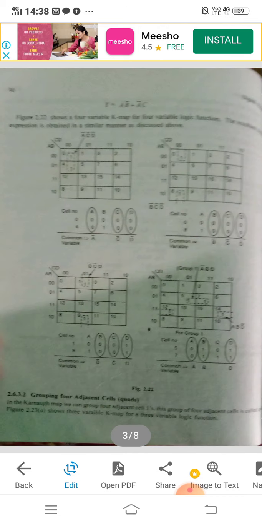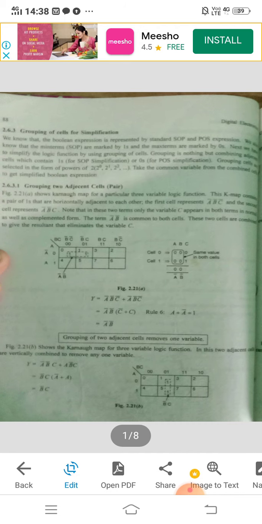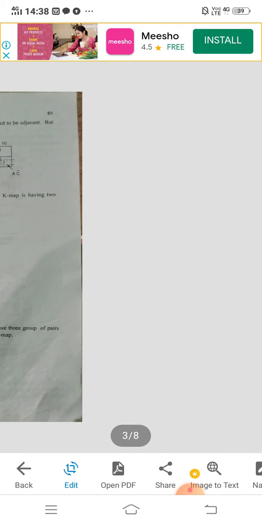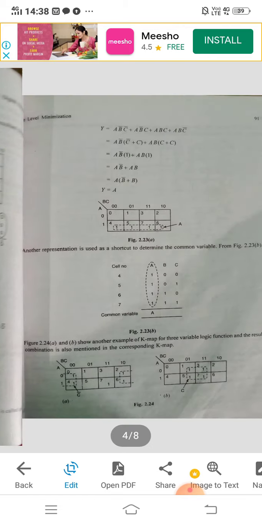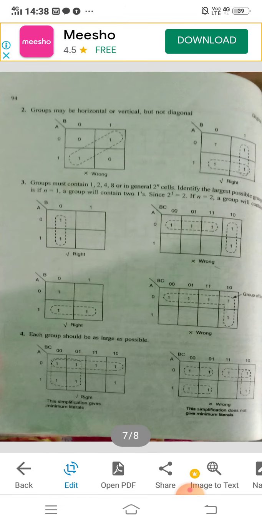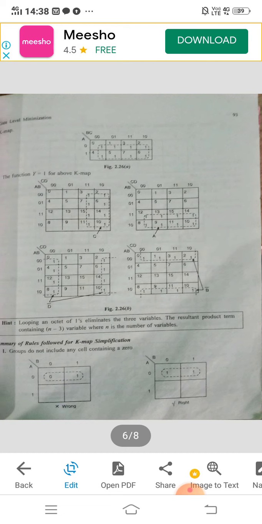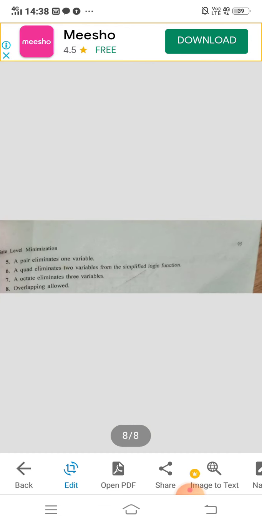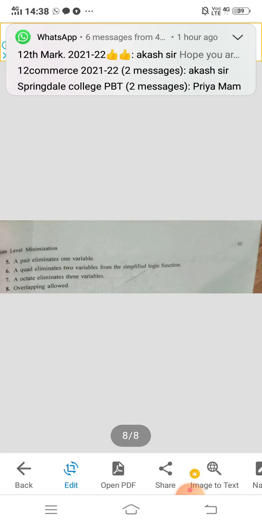So today I have discussed grouping of cells and also the rules followed for K-map simplification. That's it for today. Tomorrow I will start numericals of the same.